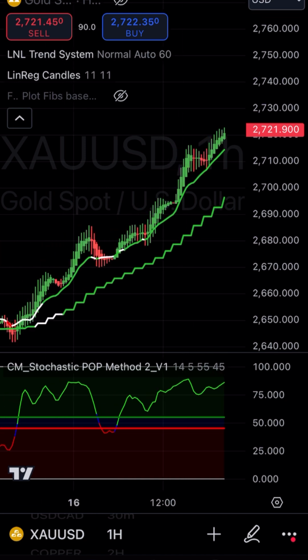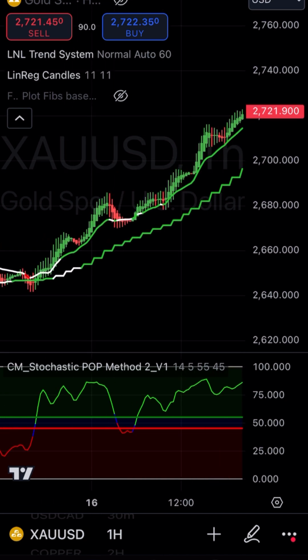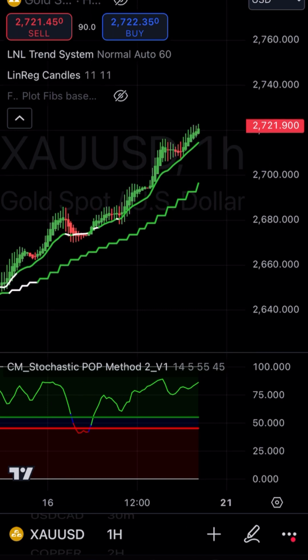But what you basically want to look at here is the moments when the LNL Trend System is crossing. What you want to do is look at this on a longer time frame, and if you don't see it on a longer time frame, the longest I'll do it would be on the hour.